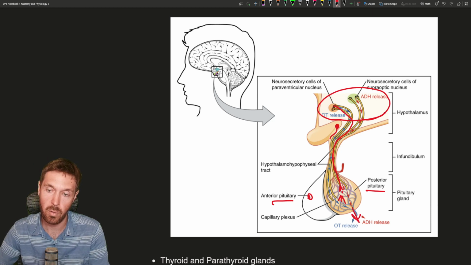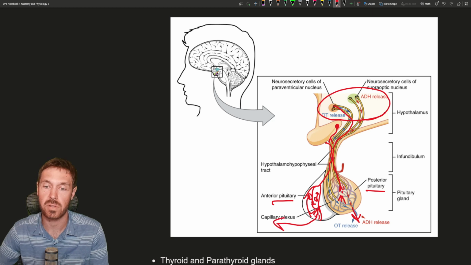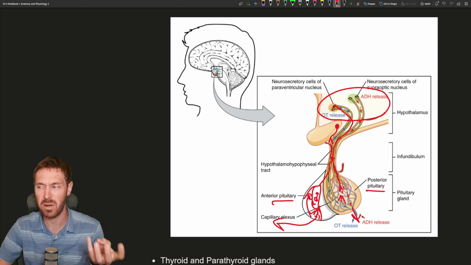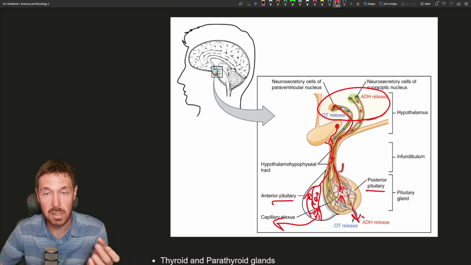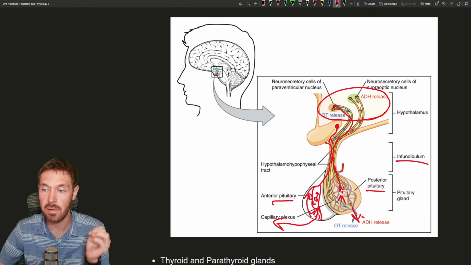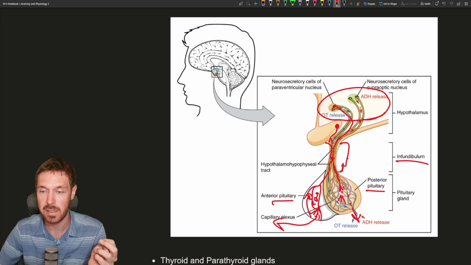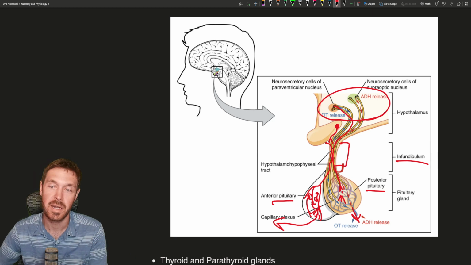Over here, you would have hormones that release here, get picked up into the blood vessels, come down into the anterior pituitary, cause hormones to be released from the cells in the anterior pituitary, and then those get taken up into the blood and out. So slightly different mode of release, but we don't need to know that difference in this course, so don't worry about that too much. The infundibulum is a fun word for the little stalk here that connects the hypothalamus to the pituitary gland.